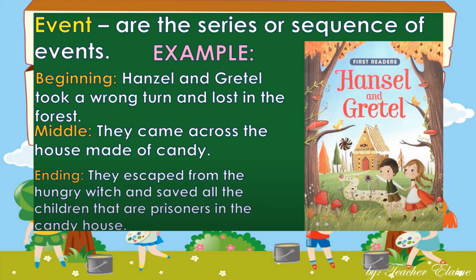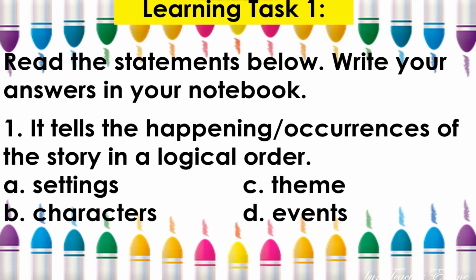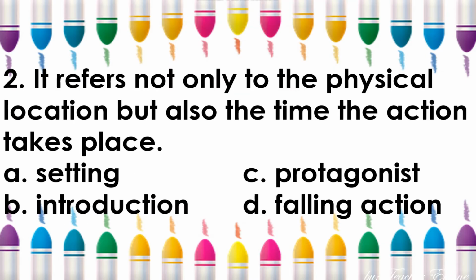Now kids, let's try to answer the learning task 1. Read the statements below. Write your answers in your notebook. Number 1. It tells the happening occurrences of the story in a logical order. Letter A, settings. Letter B, characters. Letter C, theme. And letter D, events.